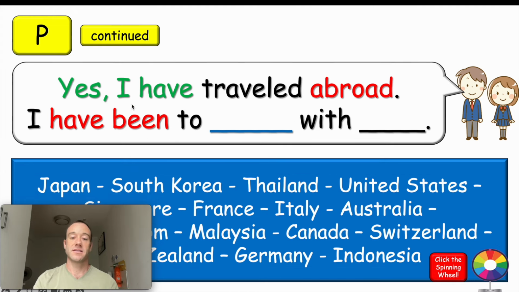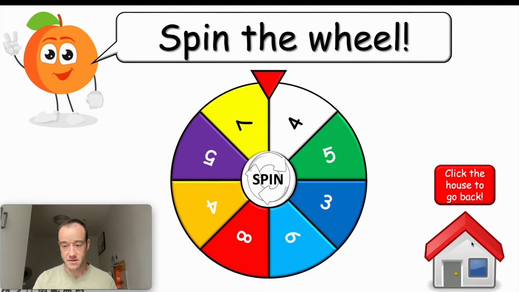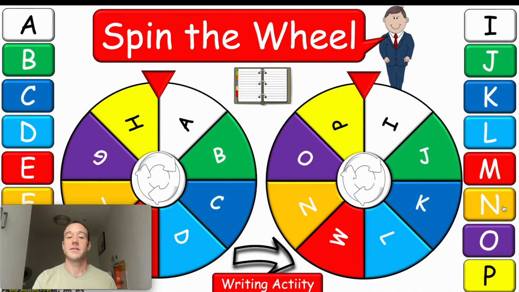Okay, and here it says, yes, I have traveled abroad. I have been to, and they can tell you the country, with who, okay? You can do your example on the board if you want. Yes, I have traveled abroad. I've been to Japan with my friend, okay? And then click the spinning wheel, and then there you go. So that's all the questions. If you have any questions about these questions, you can ask me, you can email me.